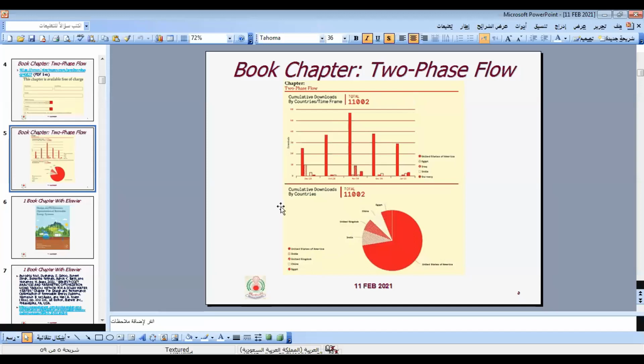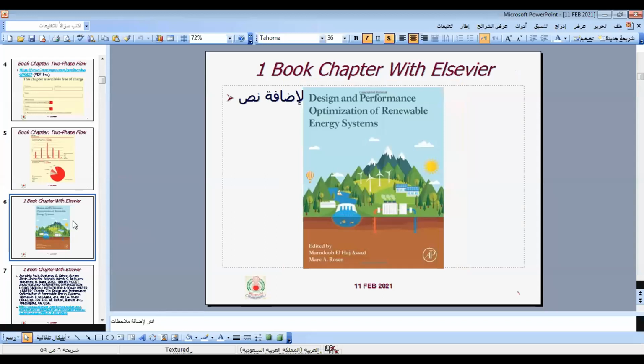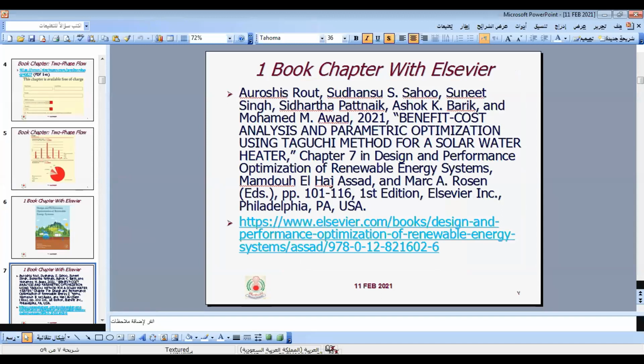I am proud that your country is one of the top 5 countries where downloads come from. My last chapter, which was published last month, is in a book titled Design and Performance Optimization of Renewable Energy Systems. This is not open access, but you can access Elsevier via your institution login. Among 16 chapters in this book, my chapter is number 7. It is about using parametric optimization for a solar water heater. I have 5 co-authors from India, from different locations, such as the Indian Institute of Technology Bombay. And this is the link of the book.